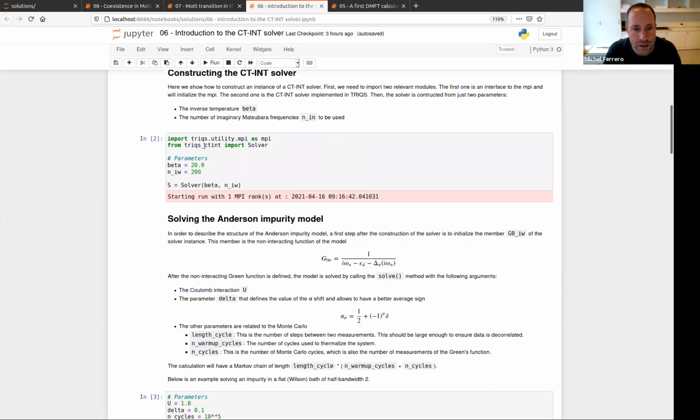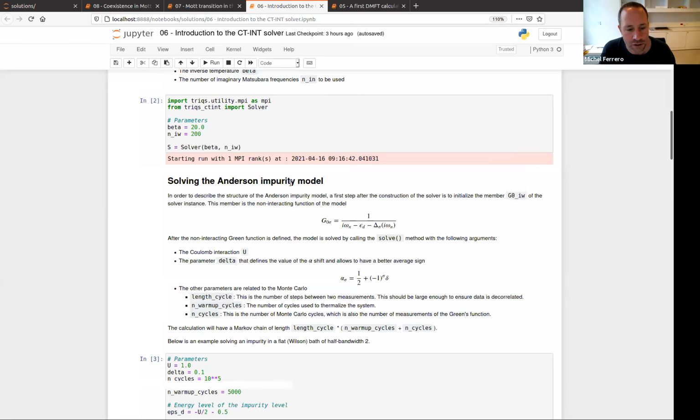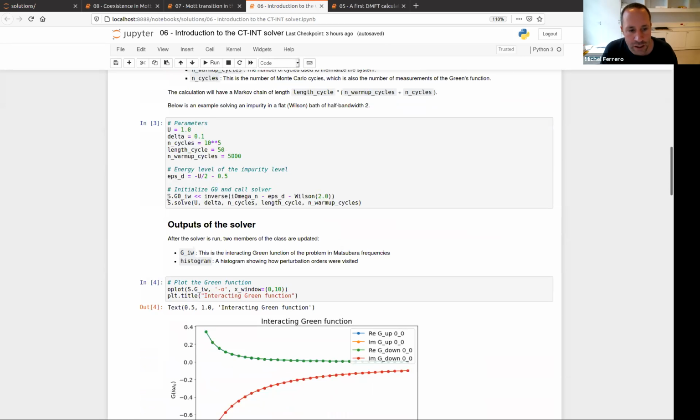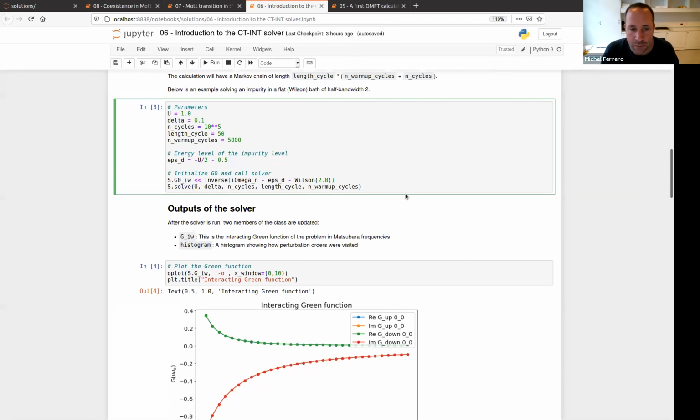It's within the Triqs CT_int module, and it has a member solver, which is the solver itself. And you initialize this with, again, the inverse temperature. And you also need to specify how many of those Matsubara frequencies you want. So it's a solver that will work in imaginary time and imaginary Matsubara frequencies, so you need to just tell how many of those frequencies you want to keep. So you instantiate a solver, initialize, just as we did in the other case, the non-interacting Green function G0. And then you call the solve method that will solve the problem. But this time it's a Monte Carlo method.